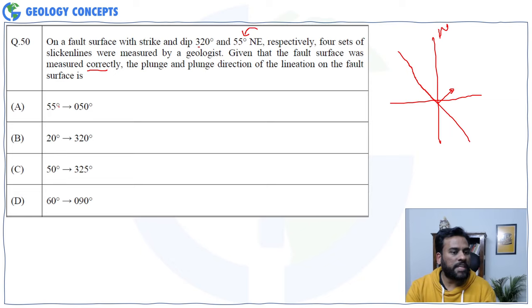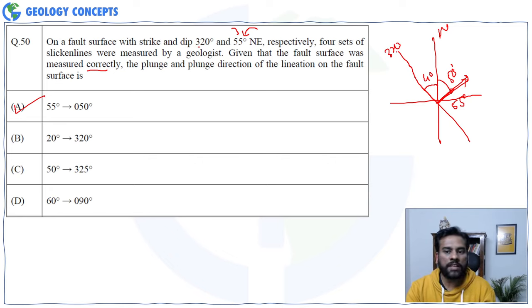Plunge 55 degrees and bearing 050 degrees. A 55 degree plunge is only possible when the lineation is dipping in the same direction as the plane. Since the strike is 320, only bearing 050 will be perpendicular to it. So the bearing should be 050, which is here. So A is the correct option. This is possible.